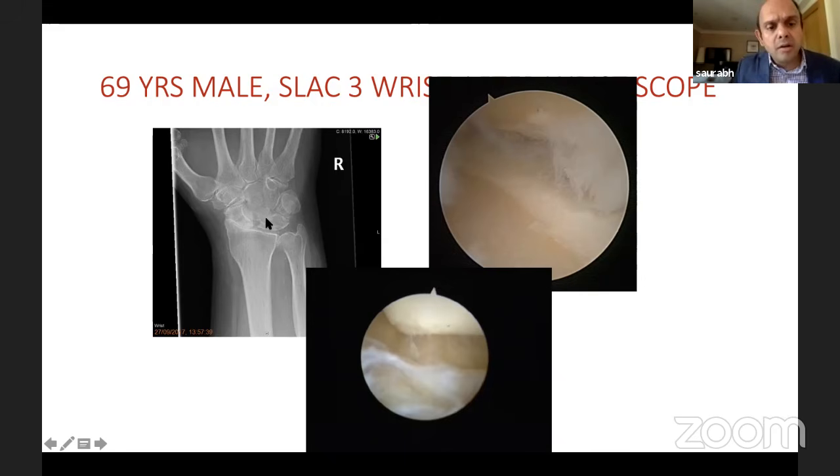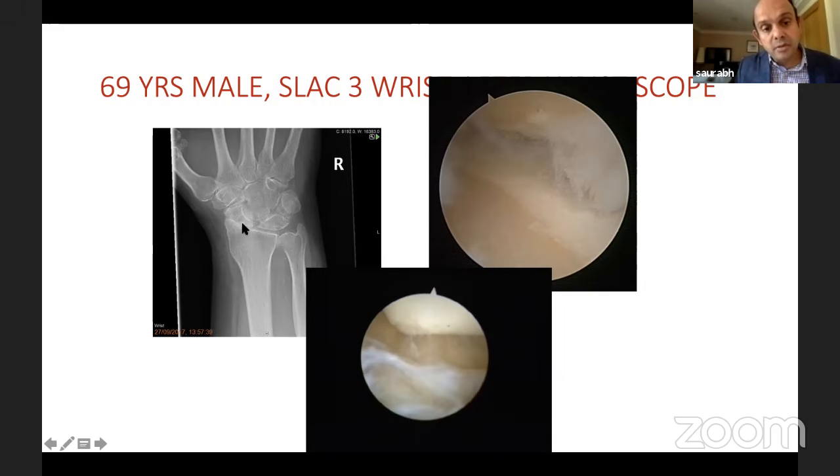Now, you can see a bit of sclerosis. So we know there was a SLAC 3, but how do I know how my radiolunate joint is? So I will always do a wrist arthroscopy. I'll do a wrist scope first, and I'll stage my SLAC. So this was SLAC 3, i.e. radiolunate joint was okay. On wrist scope, you can see the radioscaphoid joint, complete loss of surface like your knee or a hip, and you can see that's radius, bare bone, like your knee arthroscopy, scaphoid bare bone.